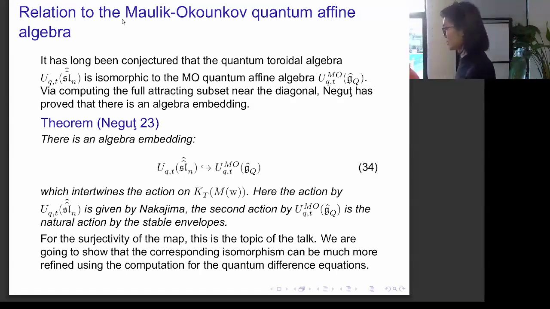But you can see that the injectivity of this map has been proved. But for the surjectivity of this map, it's very hard to prove because it requires you to fix the number of the generators on both sides. So actually, this is the topic of the talk today. We're going to show that the corresponding isomorphism can be much more refined using the computation for the quantum difference equations.